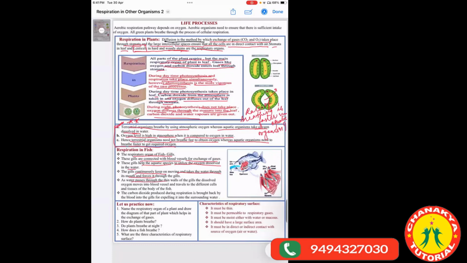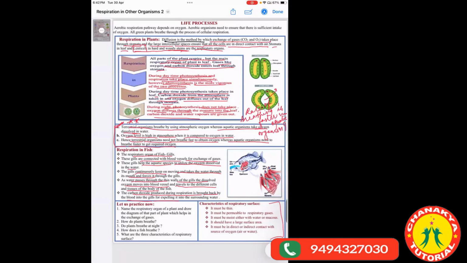As water passes through the thin wall of the gills, the dissolved oxygen moves into the blood vessels. And then it travels through the different cells and tissues of the fishes. The carbon dioxide produced during respiration is brought back by the blood into the gills for expelling out into the surrounding. So whatever carbon dioxide they are generating, they will be bringing it back into the blood through the gills, and then they will be releasing it into the surrounding water. So that is how the respiration in fishes takes place.